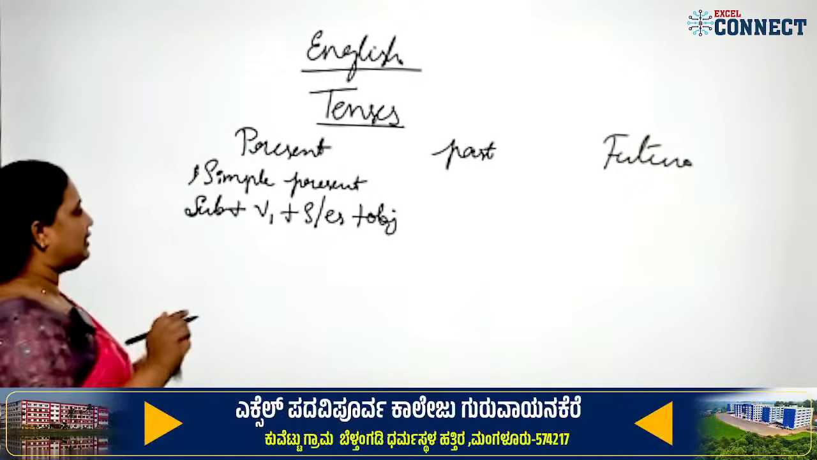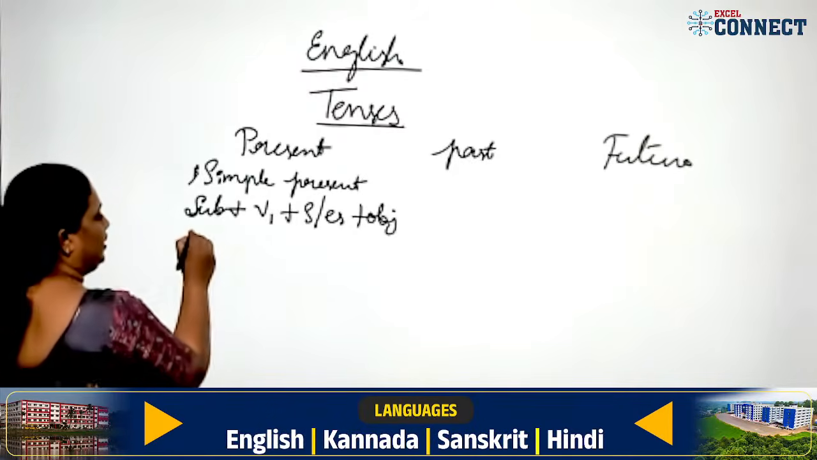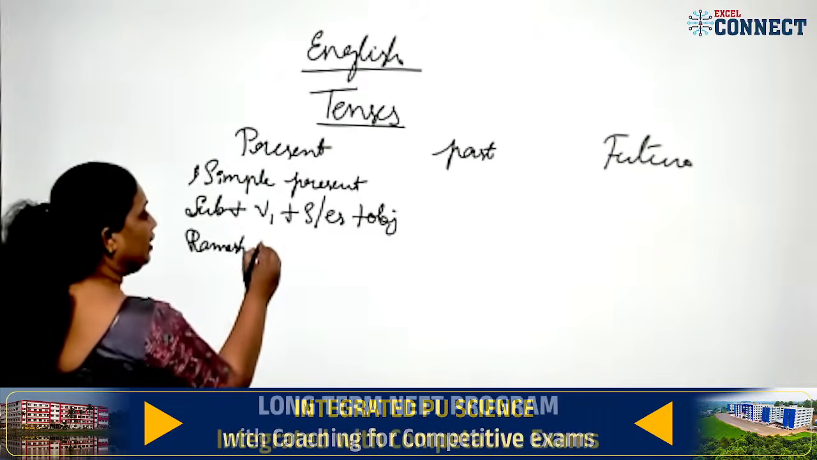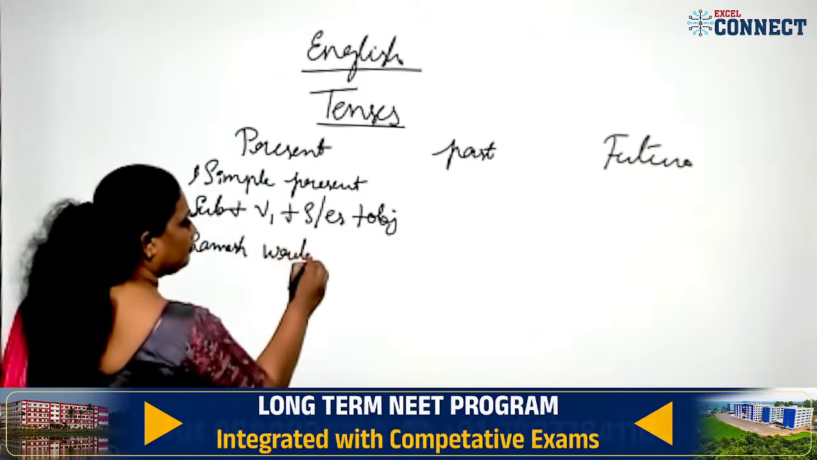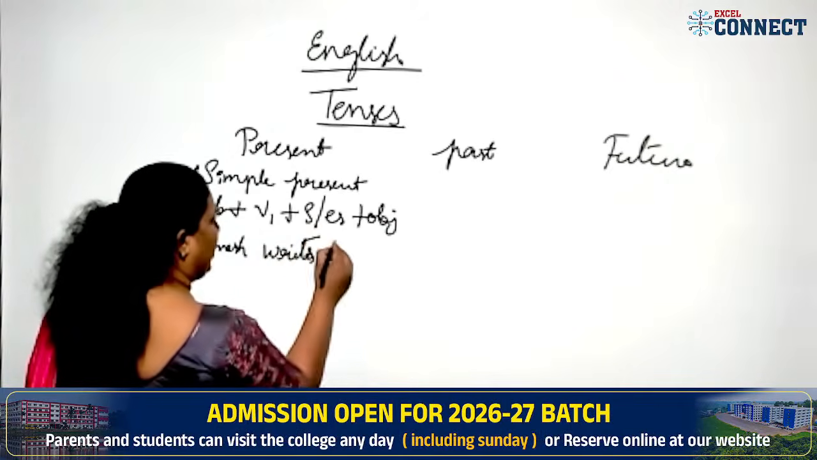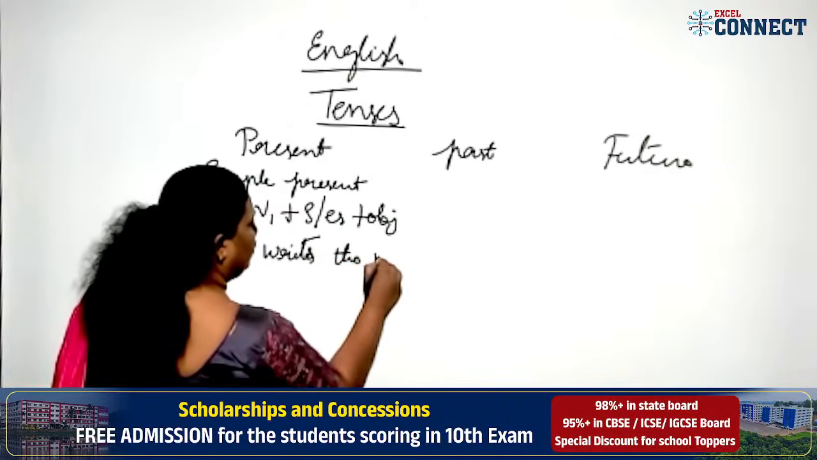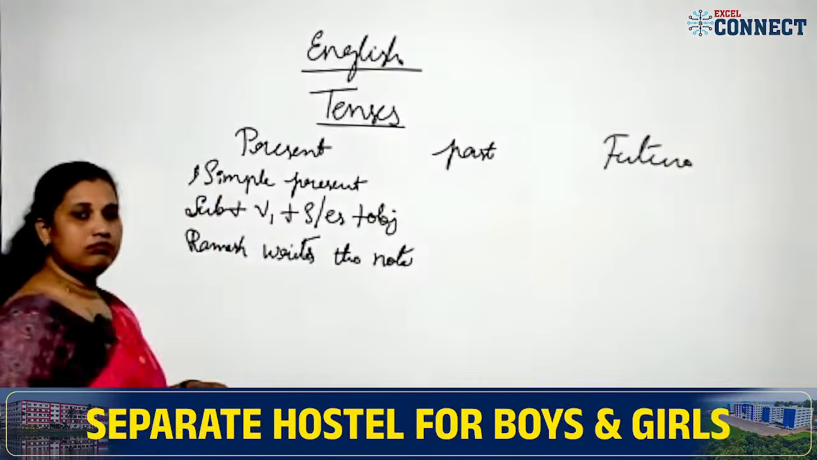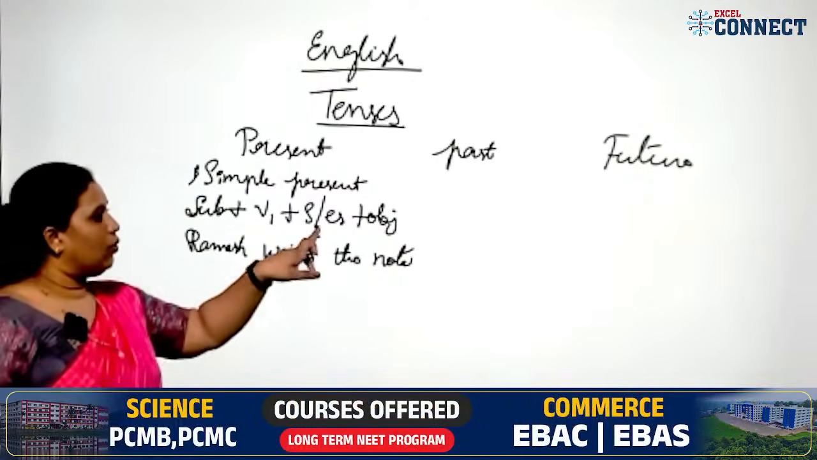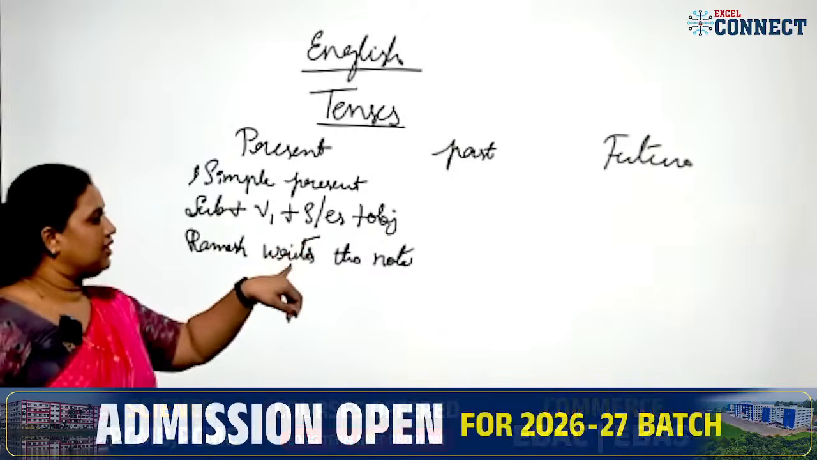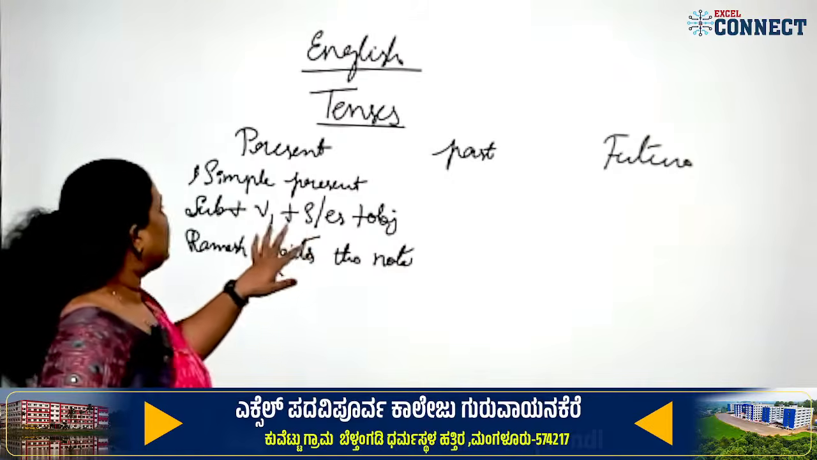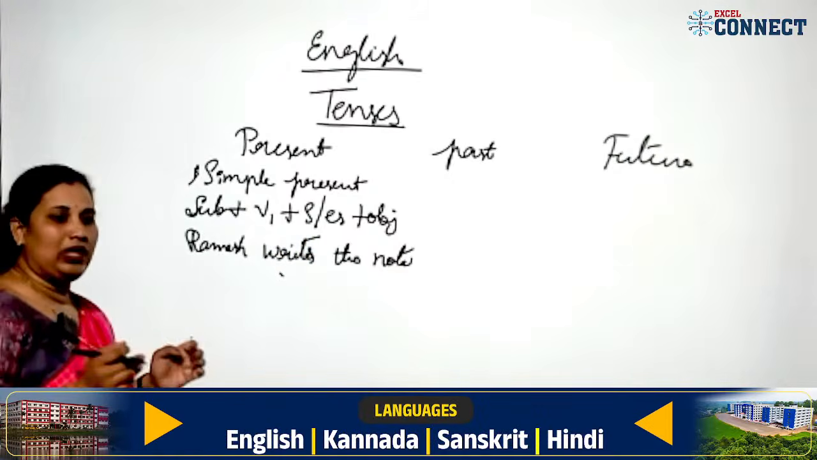And how to frame a sentence? If we have taken the subject as Ramesh, verb write, plus s or es: Ramesh writes the note. So here the subject is Ramesh, V1 is write, we have to add s or es, writes, and the object, the note. So this is simple present tense, which is the habitual action.